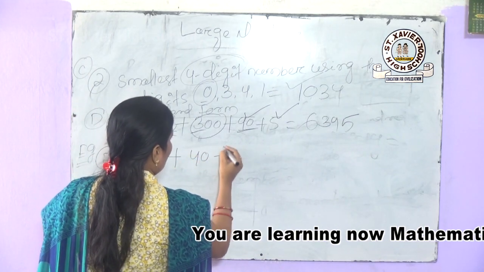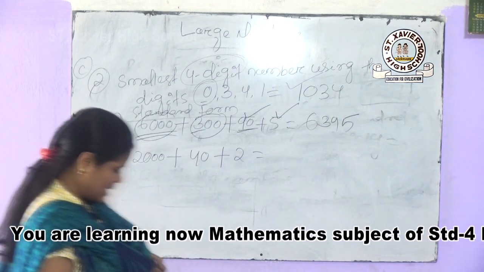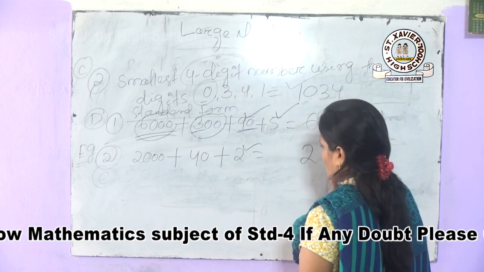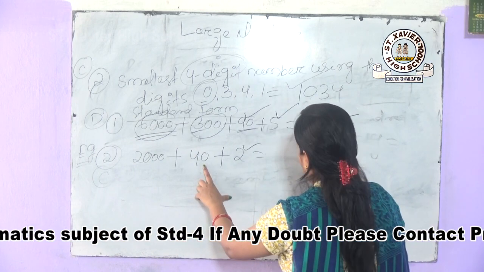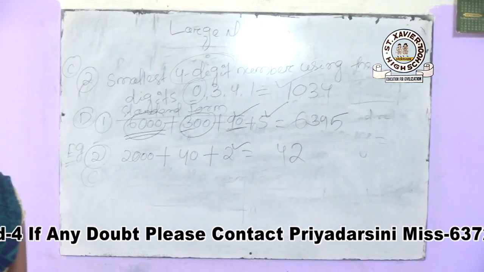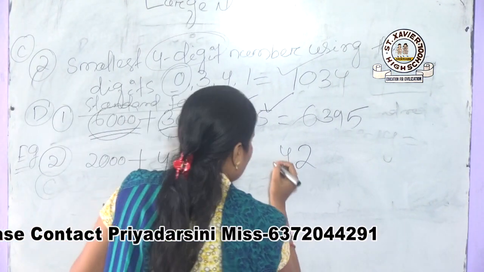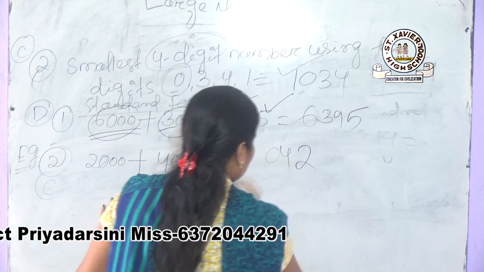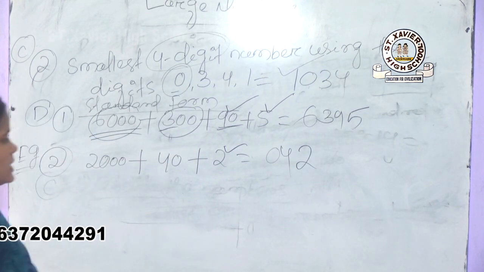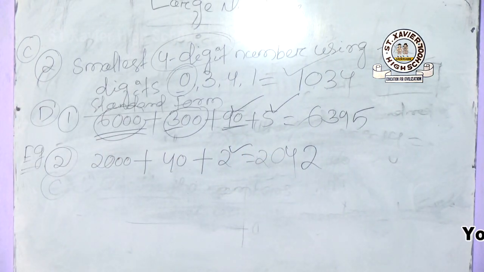Just another example. For example, 2000 plus 40 plus 2. This is another example. So first you write 2. This is the ones place, 2, first comes 2, then in the tens place 4, then there is no digit in the hundreds place. So in the hundreds place comes 0, then 2 is in the thousands place. So 2042 is your answer.